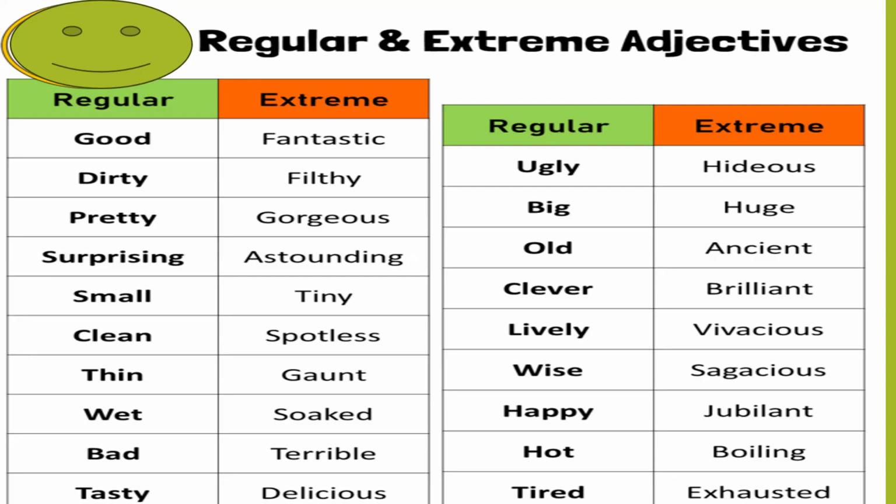Ugly, extreme ugly, hideous. Big, extreme big, huge. Old, extreme old, ancient. Clever, extreme clever, brilliant. Lively, extreme lively, vivacious. Wise, extreme wise, sagacious. Happy, extreme happy, jubilant. Hot, extreme hot, boiling. Tired, extreme tired, exhausted. So these are a few words which are very important to improve your vocabulary also. So try to memorize these words in extreme form and how to use them in your sentences.